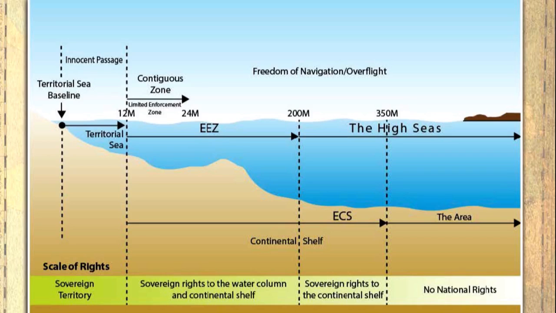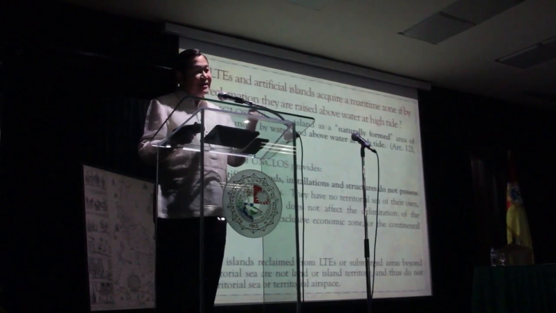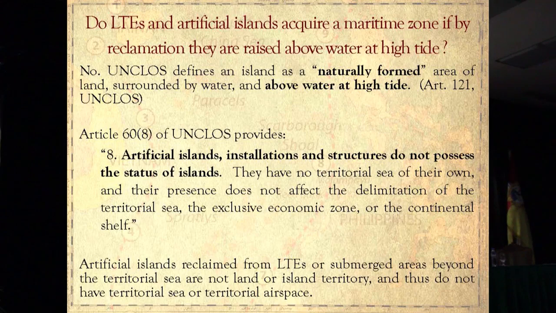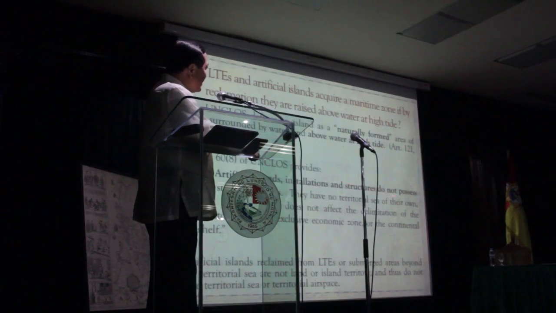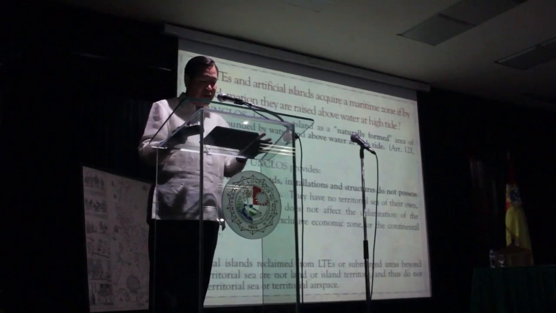What China is doing is reclaiming, and it is now an island, permanently above water at high tide. Will they have a territorial sea, or a territorial airspace, or an EEZ? No. Because UNCLOS says an island is a naturally formed area of land surrounded by water and above water at high tide. In fact, it specifically states that artificial islands, installations and structures do not possess the status of islands. They are not islands. They have no territorial sea of their own. And without a territorial sea, they have no territorial airspace.